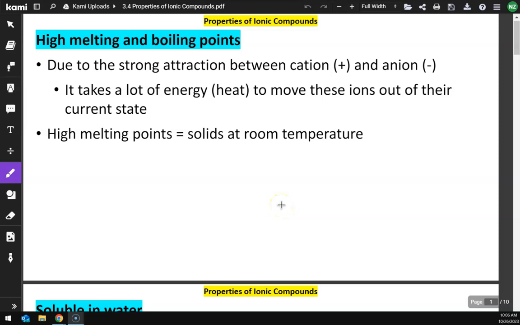In this video, we're going to go through properties of ionic compounds. So the first property deals with melting and boiling points.